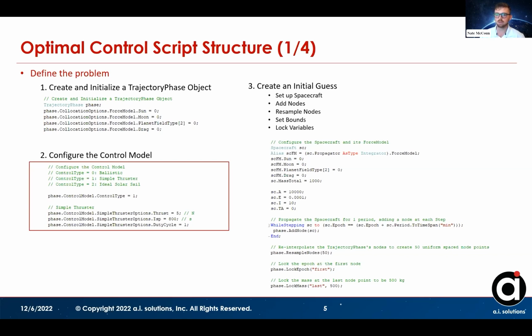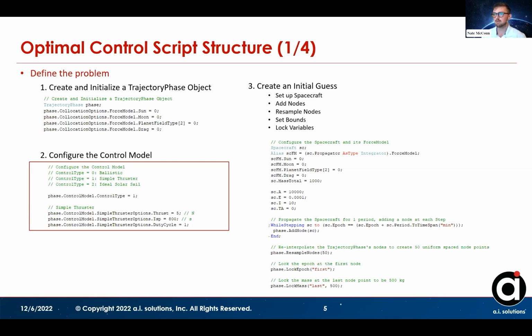Also through the control model, you have the ability to add shadow constraints using the add shadowing body method. When shadowing bodies are present and the control type is set to simple thruster, constraints will be applied which prevent thrust when the path of the trajectory phase is shadowed by at least one of the shadowing bodies. Similarly, when shadowing bodies are present and your control model type is ideal solar sail, the solar sail will produce no thrust when the path of the trajectory phase is shadowed by at least one of those shadowing bodies.